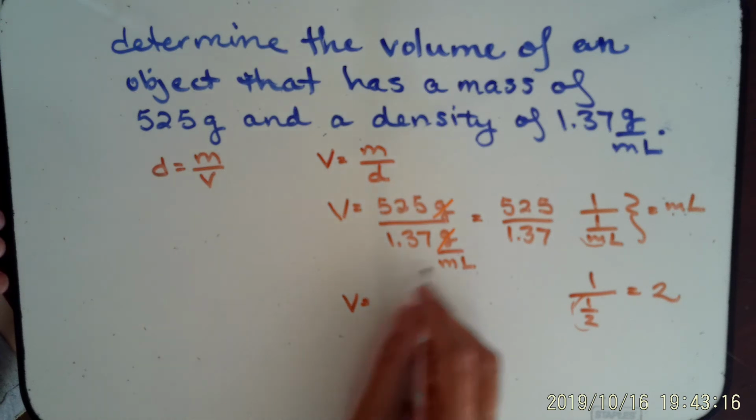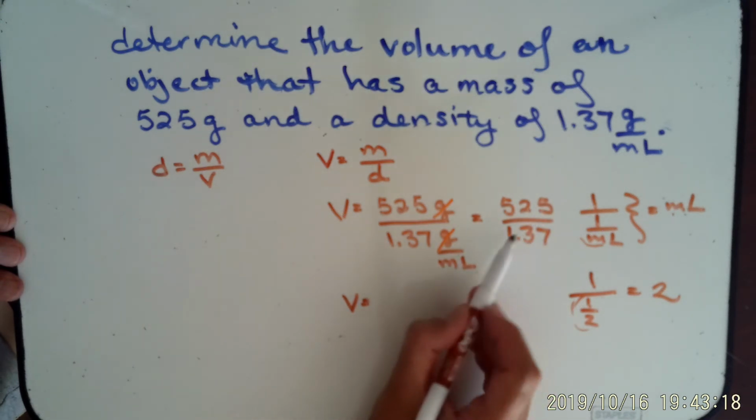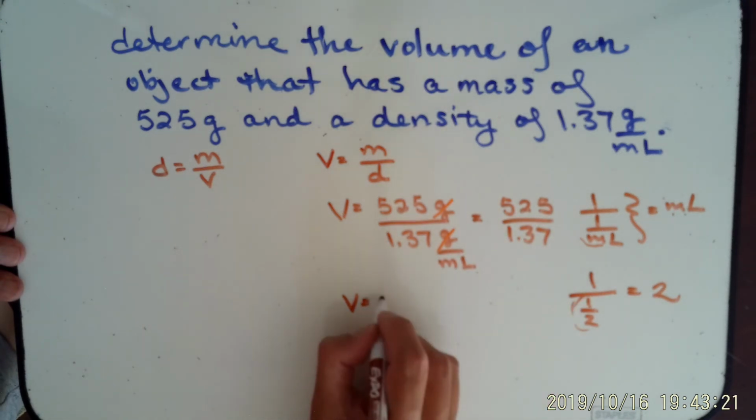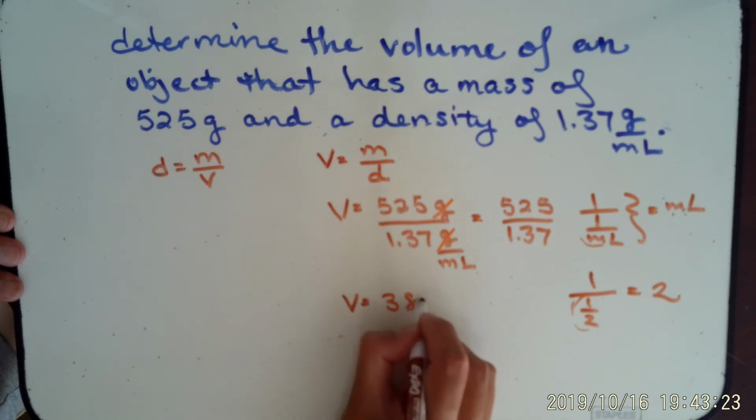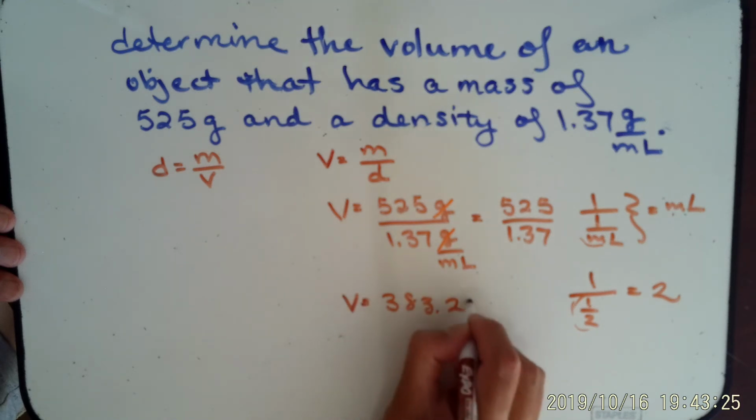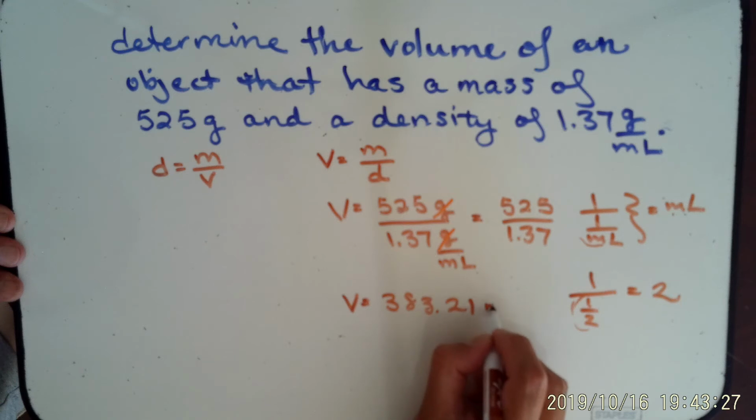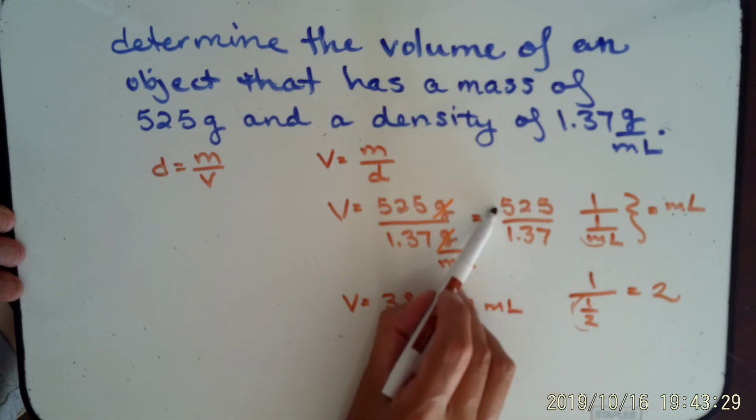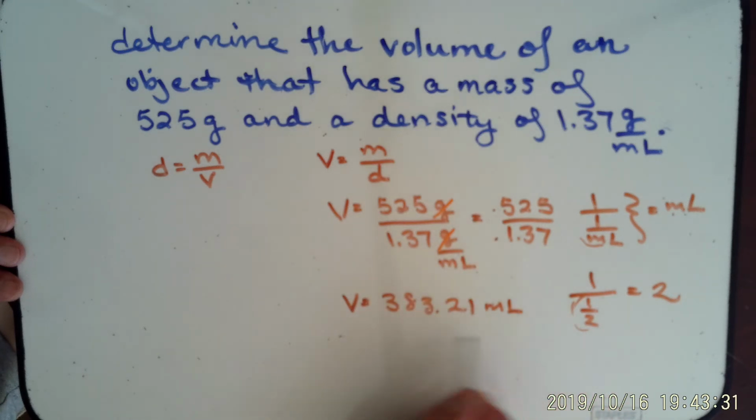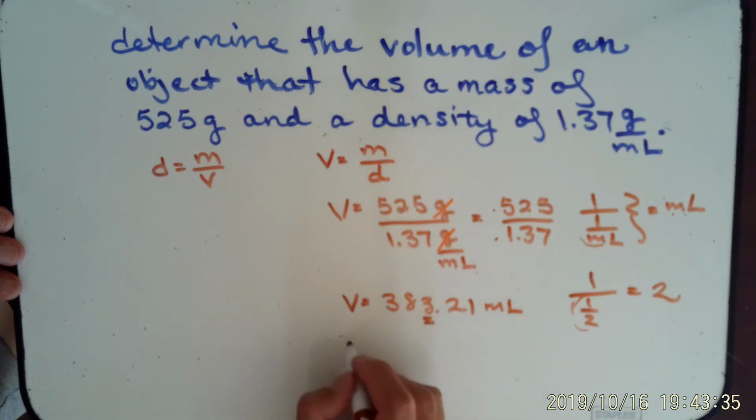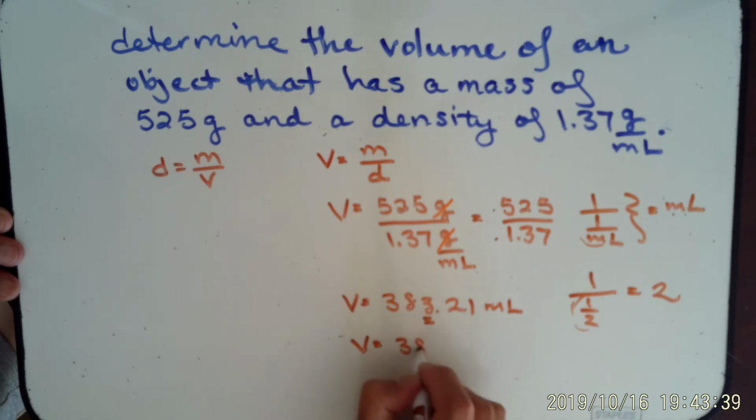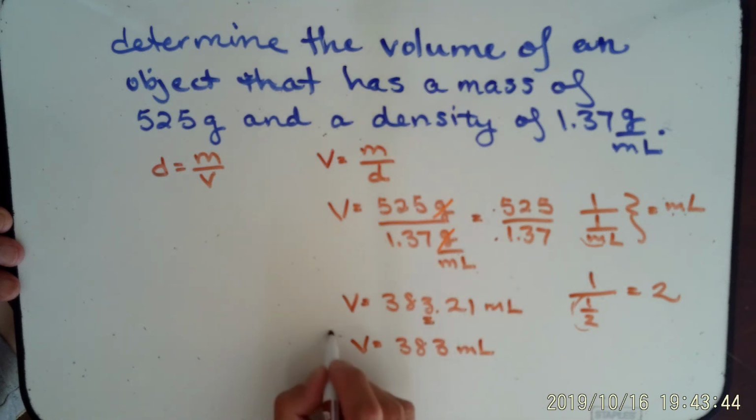Okay, so when I divide 525 by the 1.37, I get 383.21 milliliters. And we said 3 significant figures, so we're going to stop here. This digit is less than 5, so we're not going to round up. We'll leave it alone. So we get 383 milliliters as our final volume. Okay?